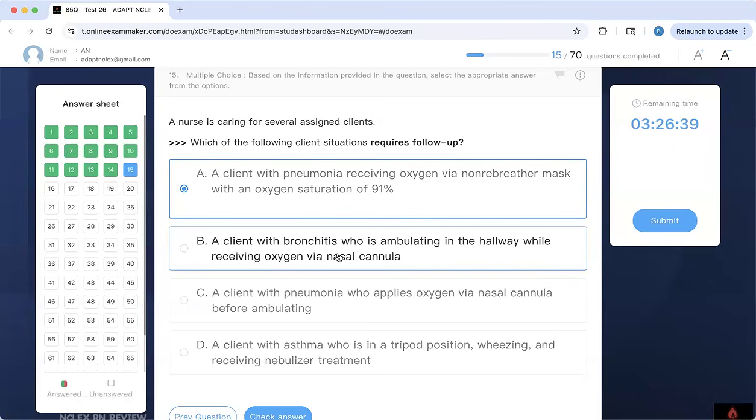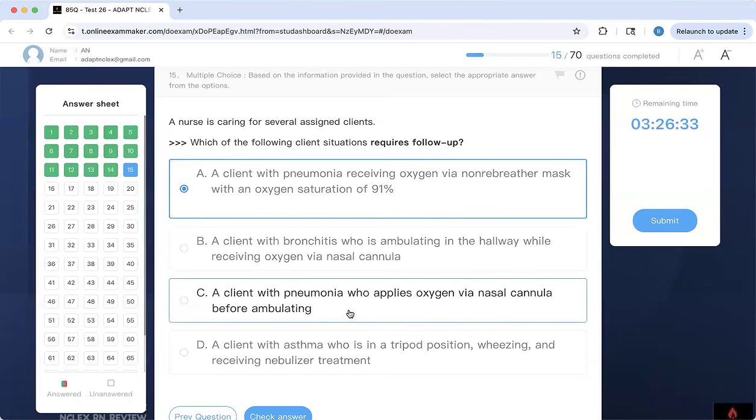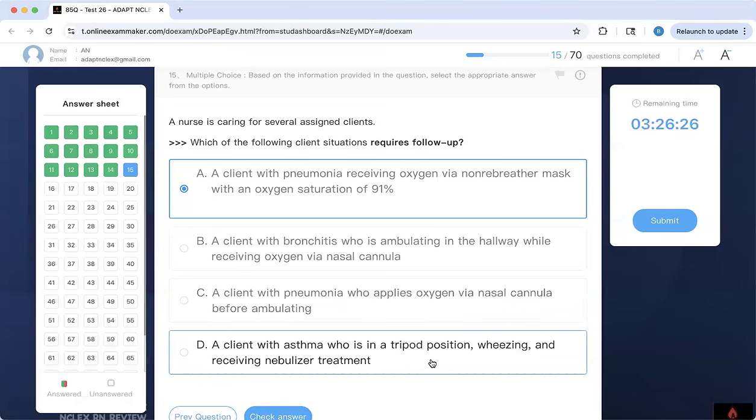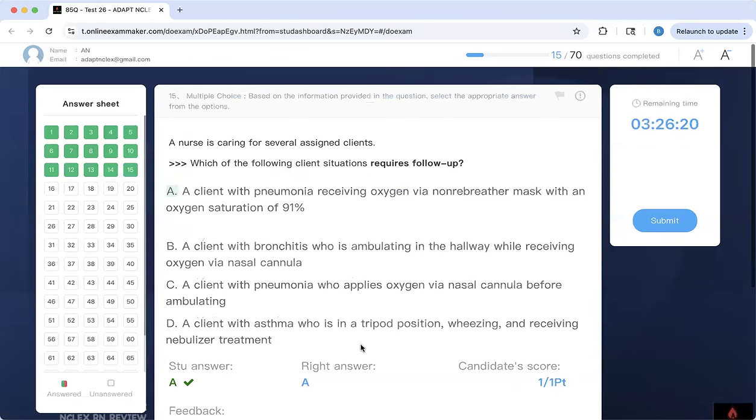If you have bronchitis, when you're walking, you can take oxygen with it. There's nothing wrong with it. If you have pneumonia and you're walking and you're using oxygen when you're walking, that's fine. You have asthma, you're in tripod position. Okay, bad. You're wheezing. Okay, bad. But we're treating you. What can we do? You're getting your treatment. Therefore, don't pick.